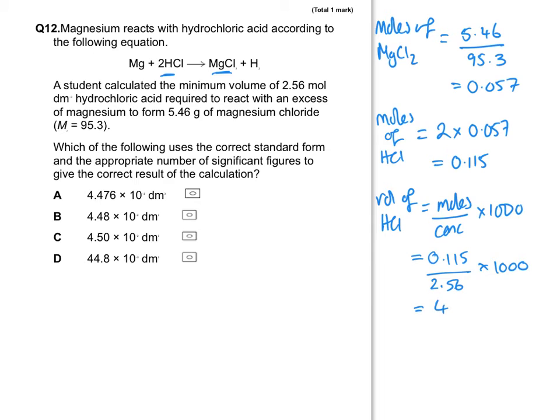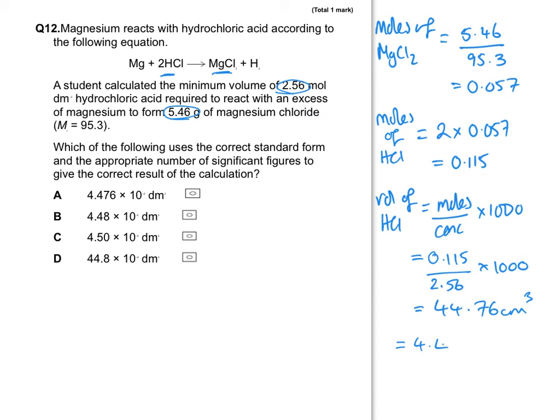So our volume is 44.76 centimetres cubed. Now all of the answers are in decimetres cubed, so the first thing to do is to divide it by 1,000. Then we've got to decide to what precision we should have our answer. Now if you have a look, everything in the question is to 3 significant figures. Now we can't invent precision, so our final answer should also be to 3 significant figures.